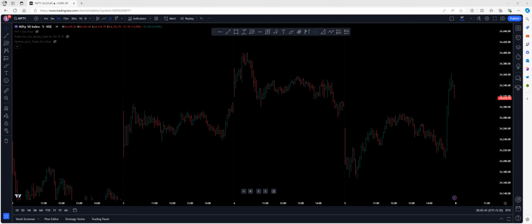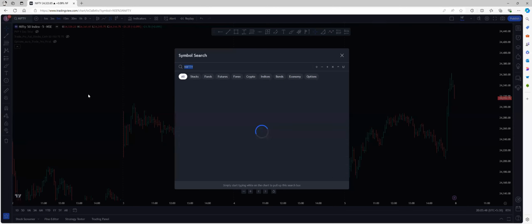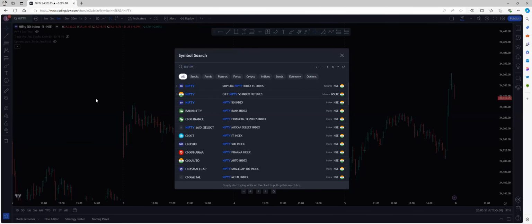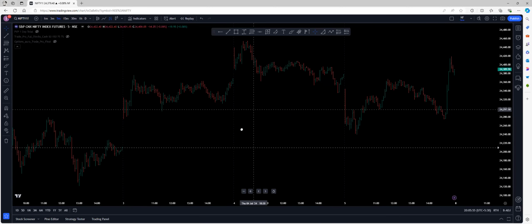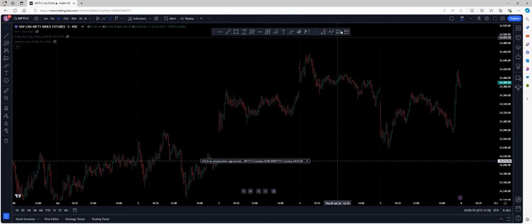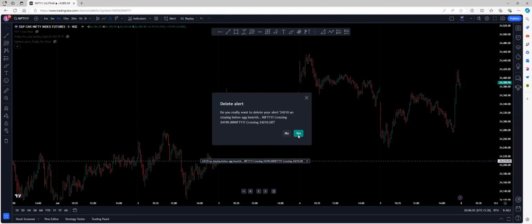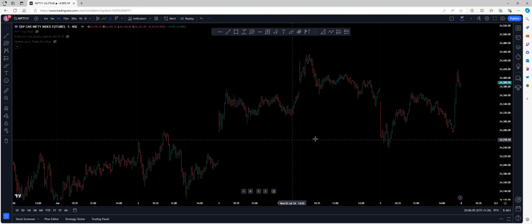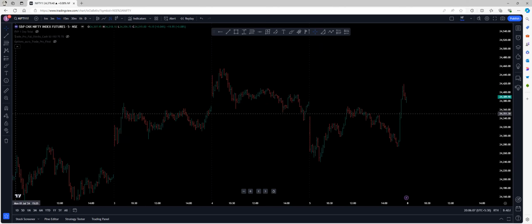So the first indicator that we use is the futures indicator. This is a Nifty futures chart. I have taken the Nifty spot chart, and you can use it on a spot chart also, no problem. So let me go to the Nifty index futures chart. This is the Nifty index futures chart. Okay, so the futures chart is on a 5-minute time frame.